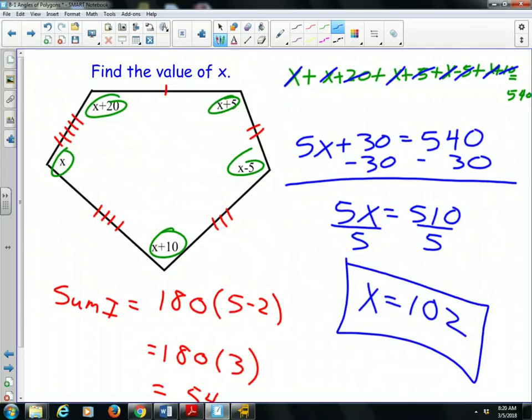If I wanted to find the value of all these angles, I could substitute x back in. But this one asked me to stop at x, which is 102. Let me know if you have any questions on that when you get to class tomorrow.